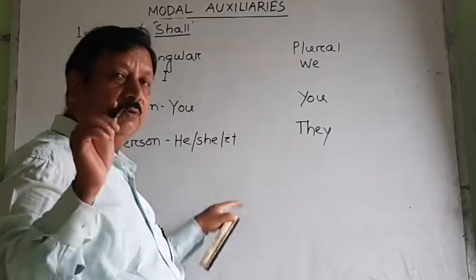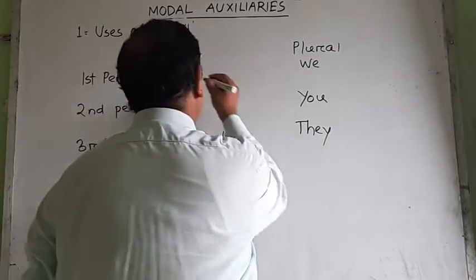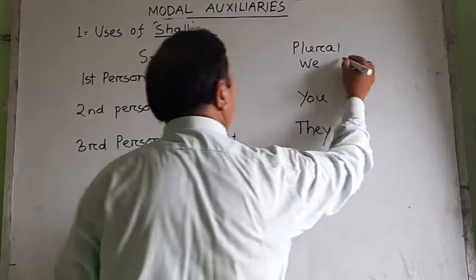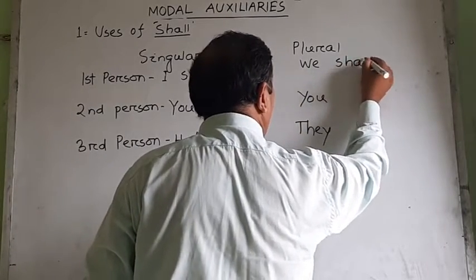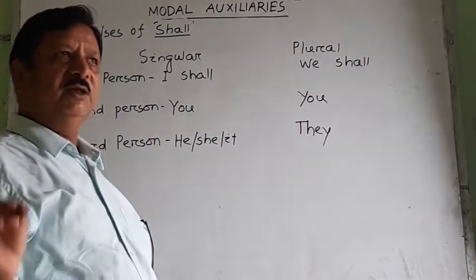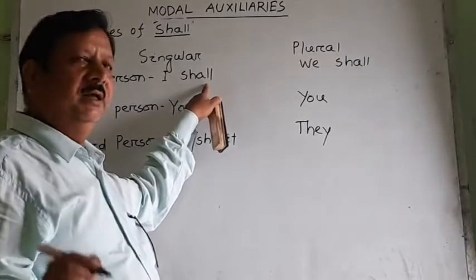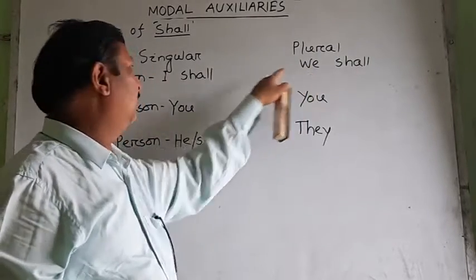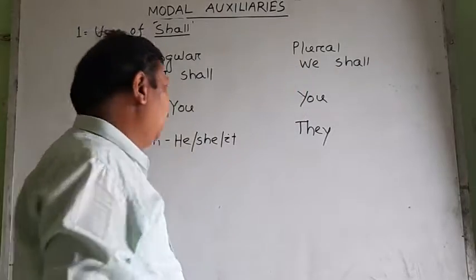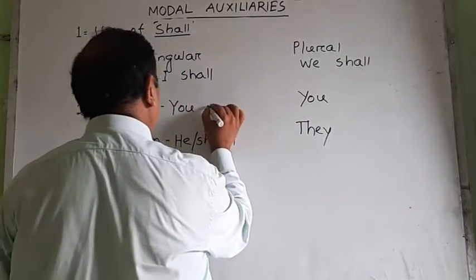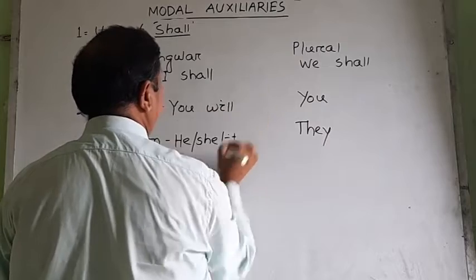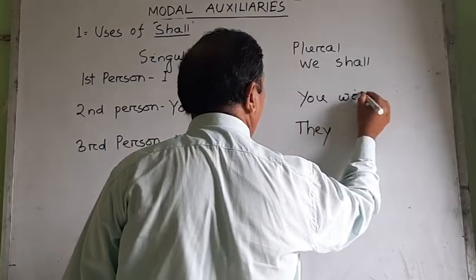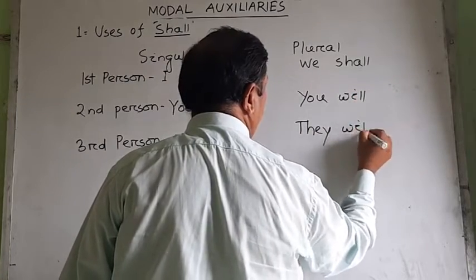So, first of all, we should learn that shall is used only with first persons in both singular and plural. It is the usual or normal use of shall. It is used with first person singular and plural, that is I and we. And in case of second person, we use will, and it is also will with the third person.